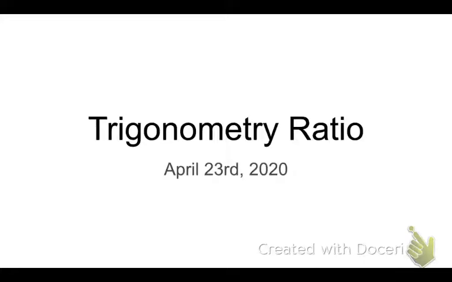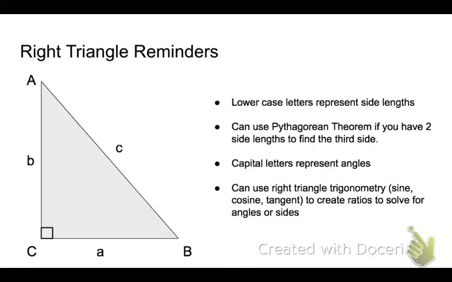Today we're going to start our unit on trigonometry, and we're going to start with a little bit of a review from Math 2 about trigonometry. The first thing we're going to review is right triangle reminders. First and foremost, remember that lowercase letters represent side lengths. And if you have two side lengths, we can use the Pythagorean theorem to find the third side length.